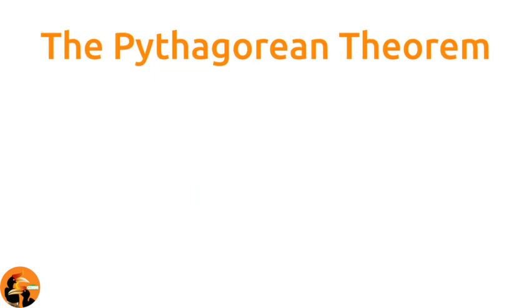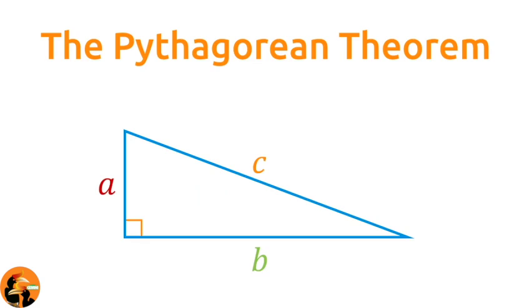The Pythagorean theorem describes a special relationship between the sides of a right triangle. It tells us that when you take the length of each side of your right triangle and square it, then the square of the hypotenuse is equal to the sum of the squares of the legs.